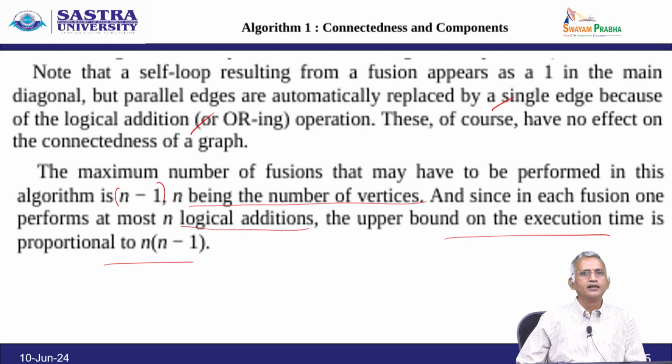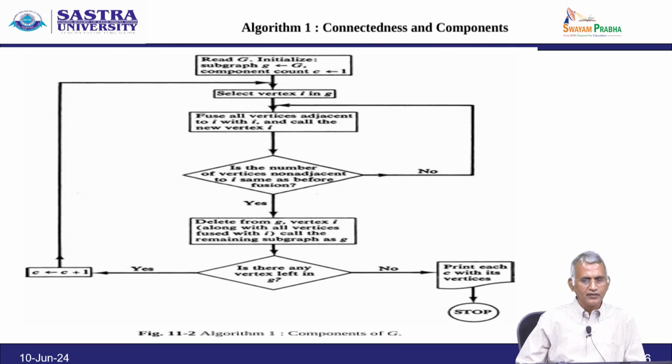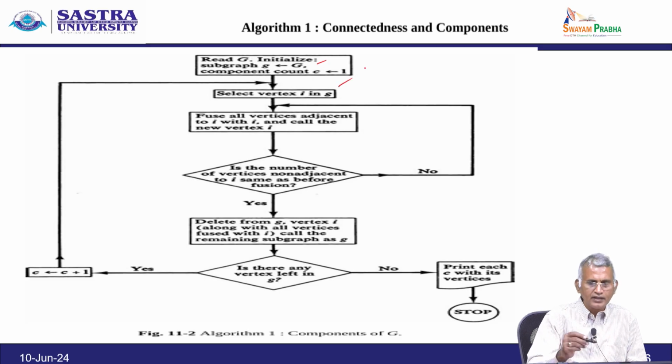Now, let us start with the flow chart. First read the graph G, and we have a subgraph G equal to capital G, and a component count, let it be C equal to 1. Select a vertex I in G, fuse all vertices adjacent to I with I and call the new vertex I. Is the number of vertices non-adjacent to I the same as before fusion? If no, then you go back and repeat the process.